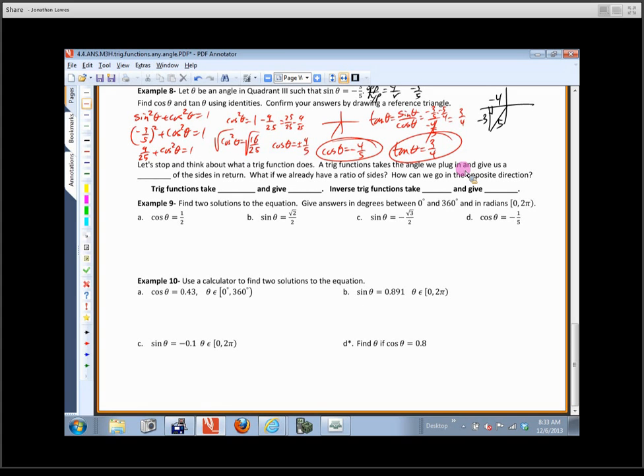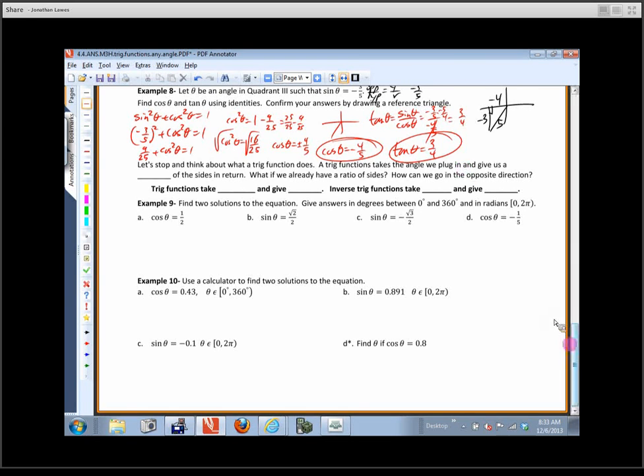What type of numbers? What type of answers? We get some positives and some negatives. Are they always whole numbers? No, usually they're not. Sometimes they're integers, but we get a lot of answers like radical 3/2 and 1/2 and radical 2/2 and things like that. We always get a ratio.